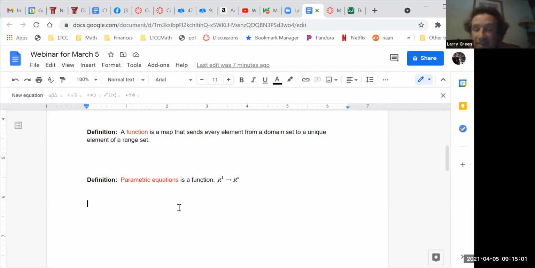Any questions on this definition before we do a lot of examples? Okay, again, there's not much to write down in theory. It's really about practicing. Okay, so now let's do some examples.